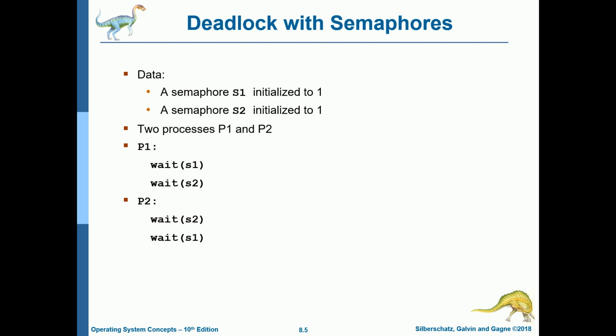If process P1 waits on semaphore S2, which is currently at value 0, it becomes negative 1. This means process P1 will have to block. Simultaneously, process P2 waits on semaphore S1, which also has the value of 0 now, and it becomes negative 1. This means process P2 blocks. Both of these processes are blocking because each is waiting on a resource, a semaphore, that the other one is also waiting for.